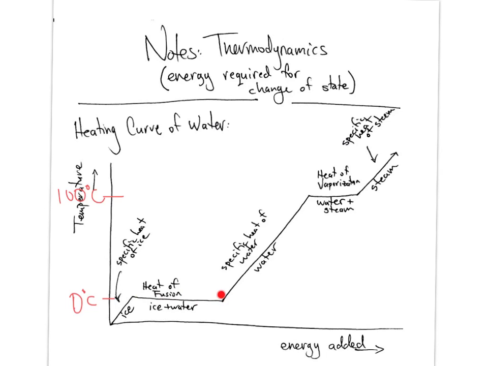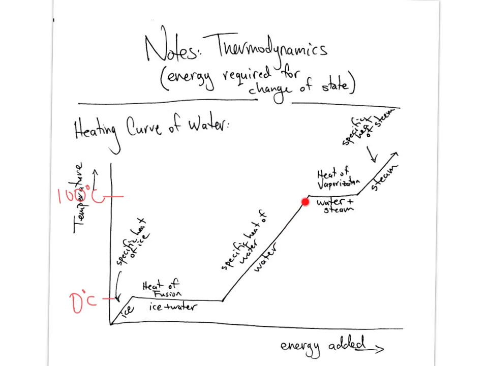Once all the ice is melted and it's all water, when more energy is added, the temperature of the water increases. So this is pure water, and it's just water heating up. This is what we have experienced when we put a pot of water on the stove for coffee in the morning or whatever.